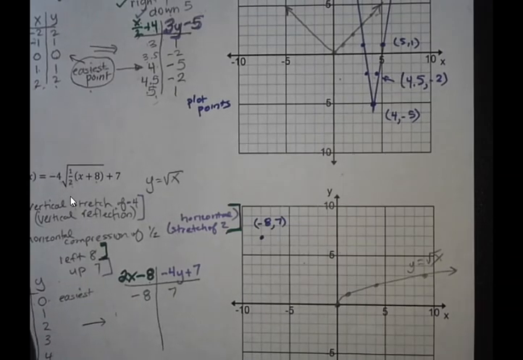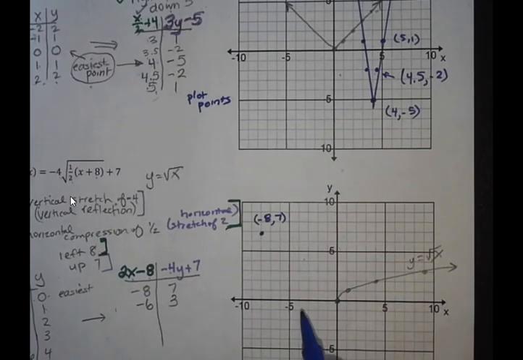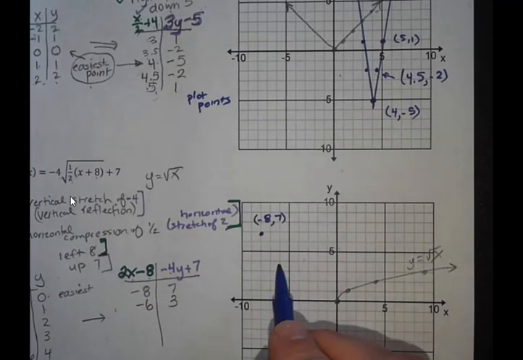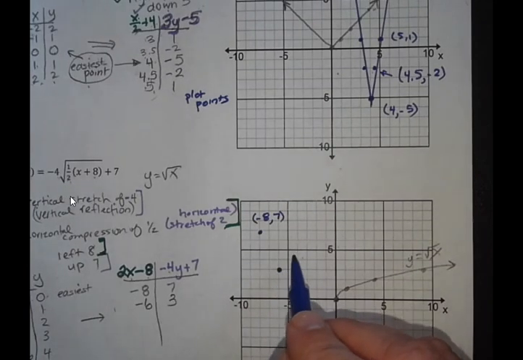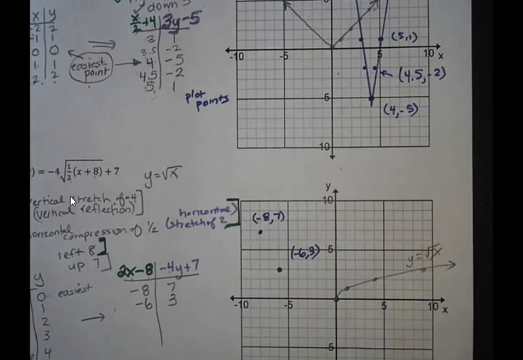We sub in 1 for x. So 2 times 1 is 2, minus 8, minus 6. And then 1 times negative 4 is negative 4, plus 7, that's 3. So I can plug that one in. Negative 6, 3 would be right there. And then I keep going.